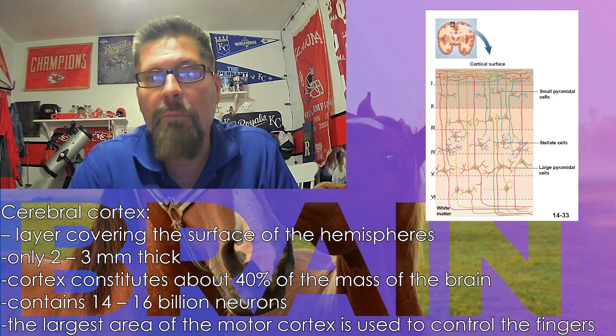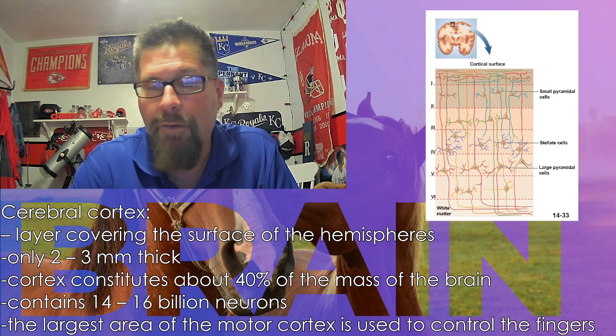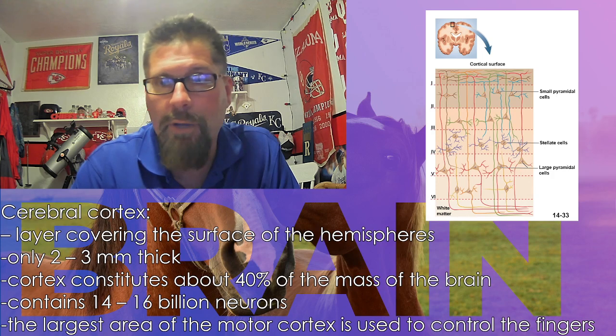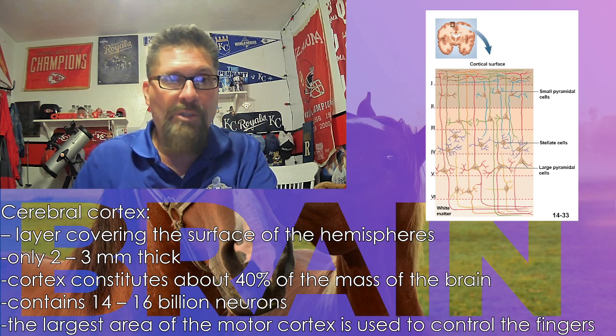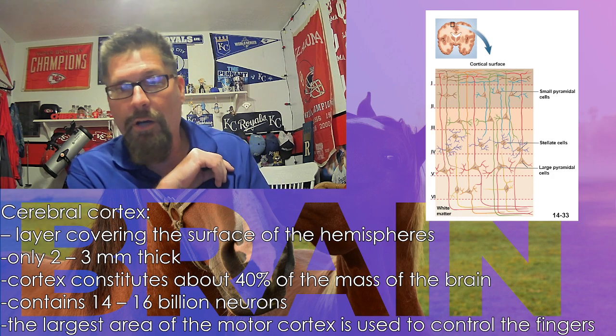But as you can see, got a bunch of neurons. But again, remember, the cerebellum has over half of them. So if that's how much the cerebral cortex has, just think how many the cerebellum has as far as numbers. Remember, the cerebellum was only 10% of the mass, but 50% of the neurons.